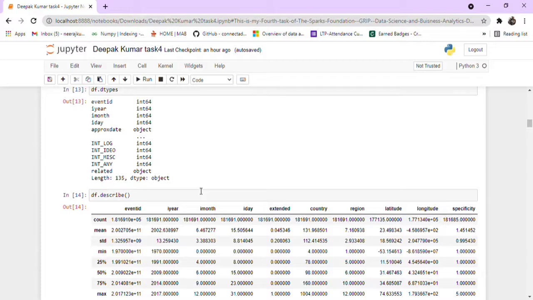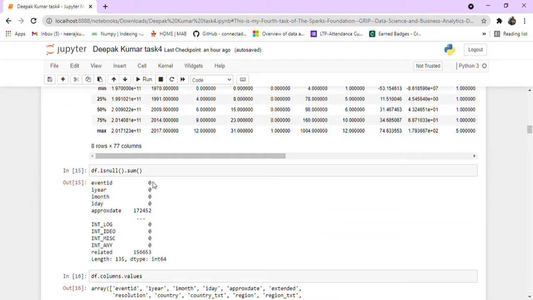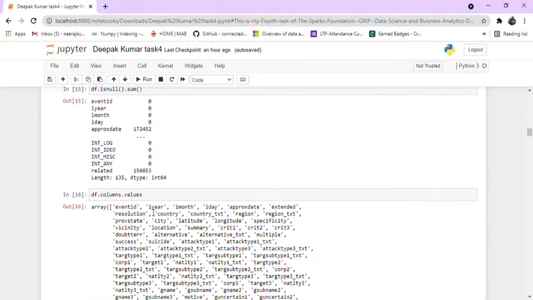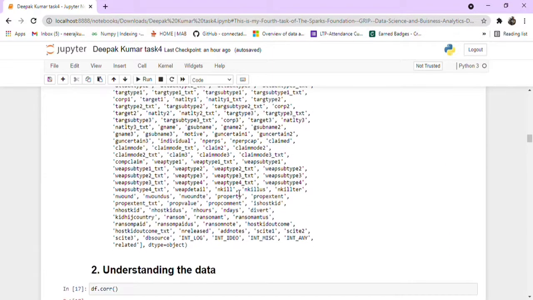I also found the dtypes. I also described the data in the next step, with count, mean, standard deviation, minimum, first quartile, second quartile, third quartile, and maximum values. I also checked whether null values are present. There are some columns which have null values, so we have to treat them or skip them. I also found the column names, so here are all the names of the columns.